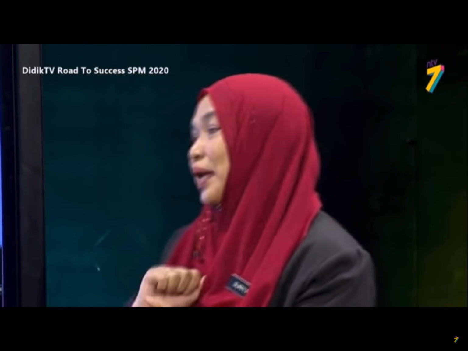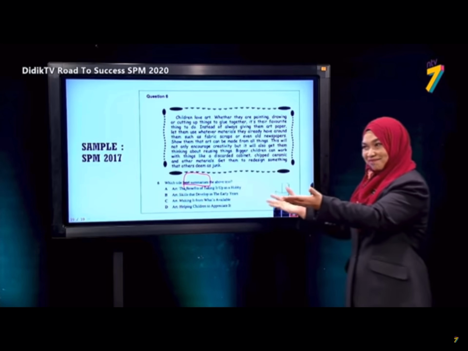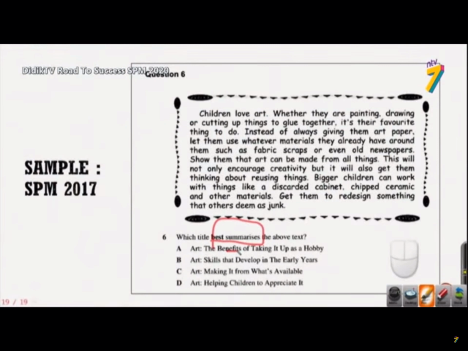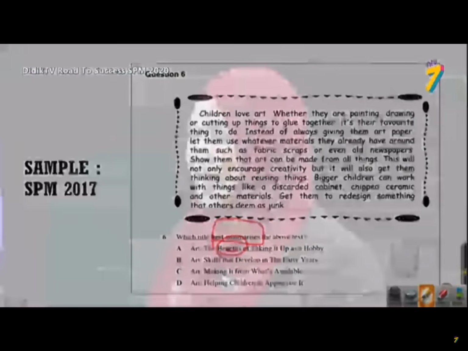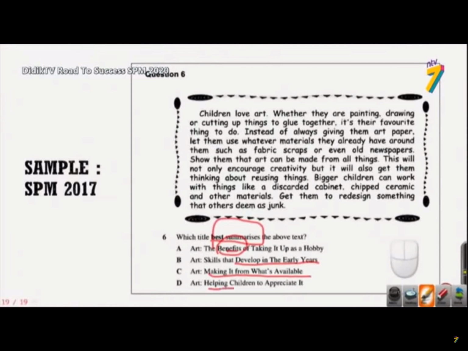They can practice this. Look at A. Any one of you, Afiq or Abwani. Art, the benefits of taking it up as a hobby. So the keyword here is benefits. When you read, you need to find, is there any word related to the benefits. The second one, the keyword here is develop. The third one, making it from what's available. And finally, helping children to appreciate it. So the moment you have analyzed the question, you need to find the evidence.